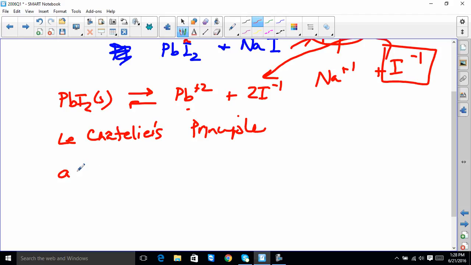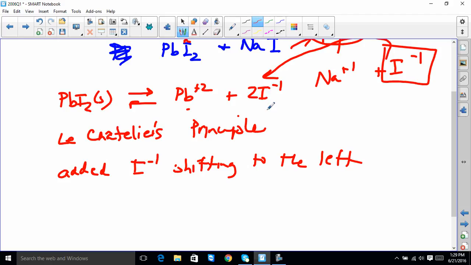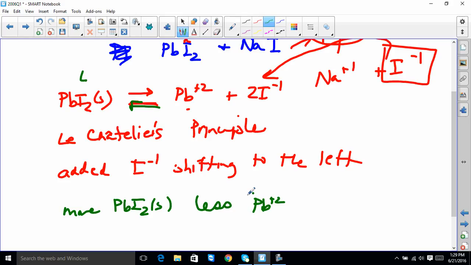Well, what happens is you added some I-. It doesn't like that you added I-. It tries to get rid of it by shifting to the left, because the way to get rid of the I- is to speed up this backward reaction and convert it over to PbI2. That's what gets rid of it. Well, if it shifts to the left, that means you have more PbI2, because that's on the left, and less Pb2+. In other words, you have more insoluble salt if it shifts left, and you have less dissolved ions.